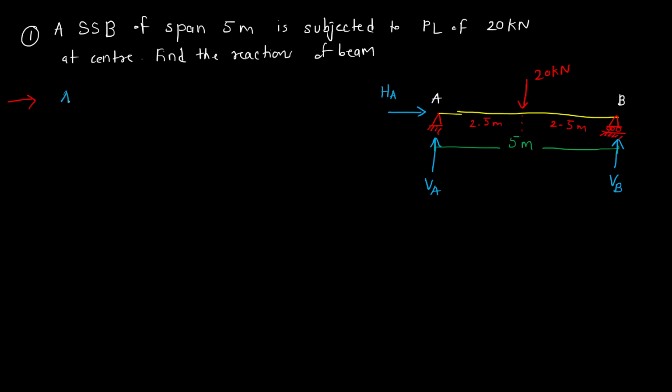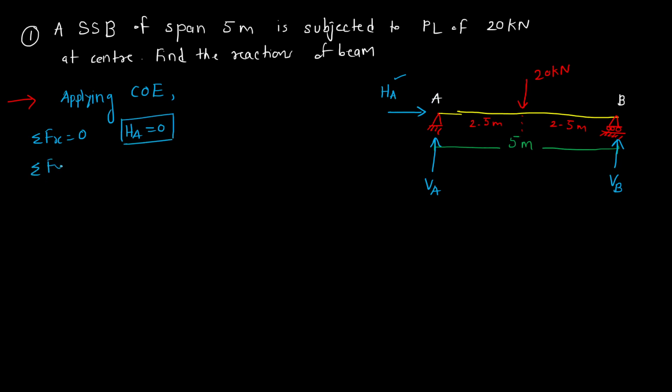So how to find out? Applying the first superpower. What is the superpower that we have? The first one, conditions of equilibrium. So sigma Fx is equal to 0. In horizontal direction, there is only one force, HA. That means HA is equal to 0. So first we have got that, HA.